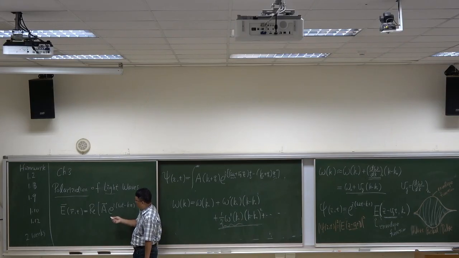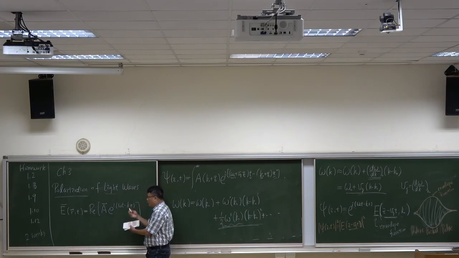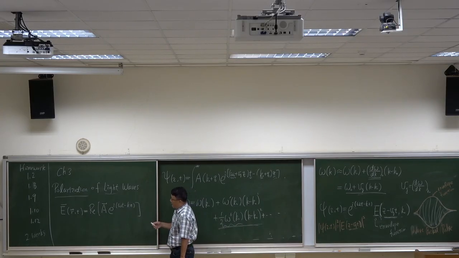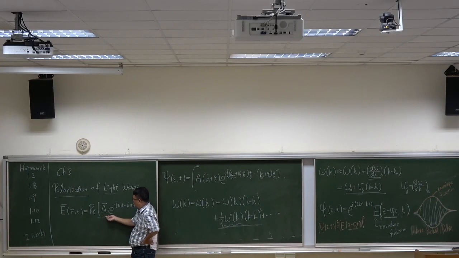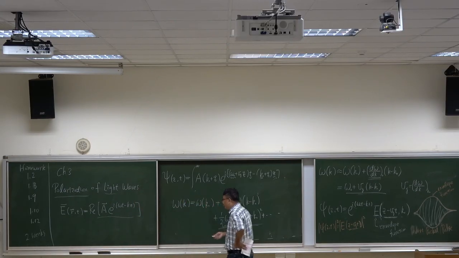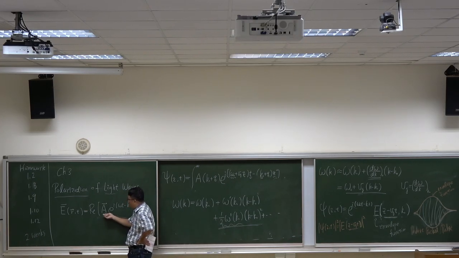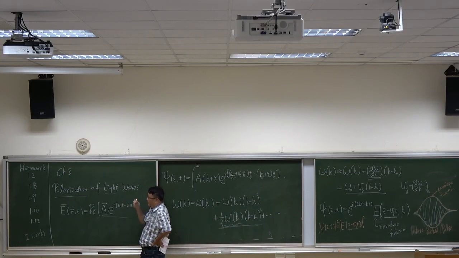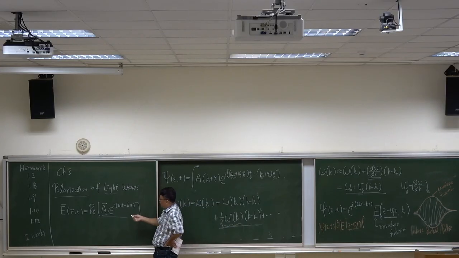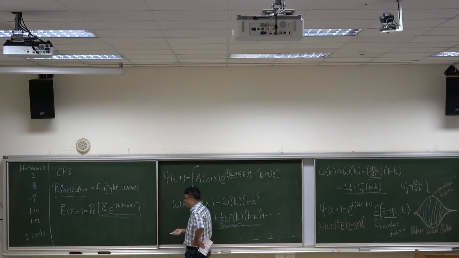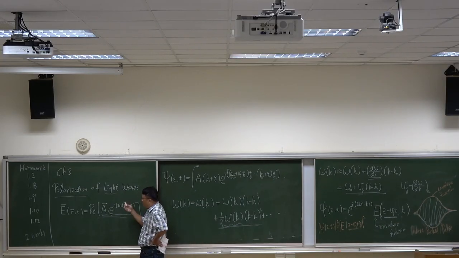The electric field, the real electric field, which we can measure, can be written as the real part of a complex vector. The complex vector includes two parts. The first part is the amplitude, a vector amplitude. The vector amplitude itself can contain some arbitrary phases. And this amplitude is times a phase factor, exponential i(omega t minus kz). This phase factor describes how the phase propagates.